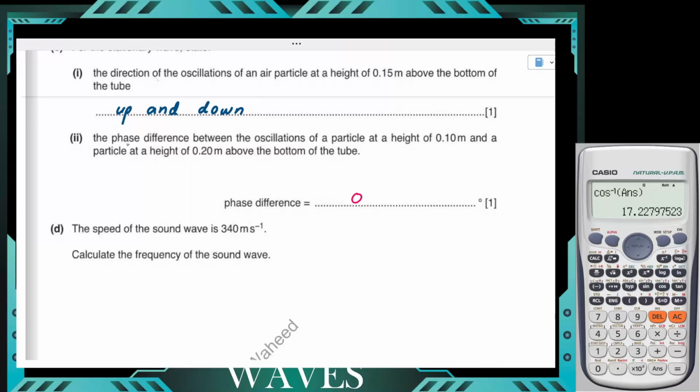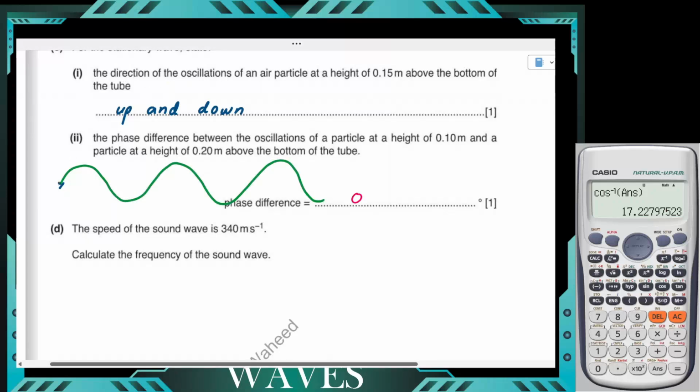If you have, for example, a stationary wave that looks something like this, and let's say this is the first node, this is the second node, this is the third node, this is the fourth node, this is the fifth node. If you have particles between any two consecutive nodes, the phase difference is going to be 0. All the particles in these regions, the phase difference is going to be 0. So let's say 1, 2, 3, 4. Four red particles. What's the phase difference between all four of them?